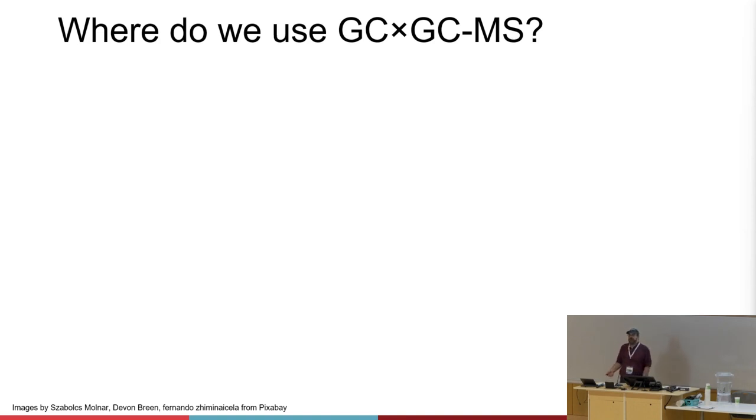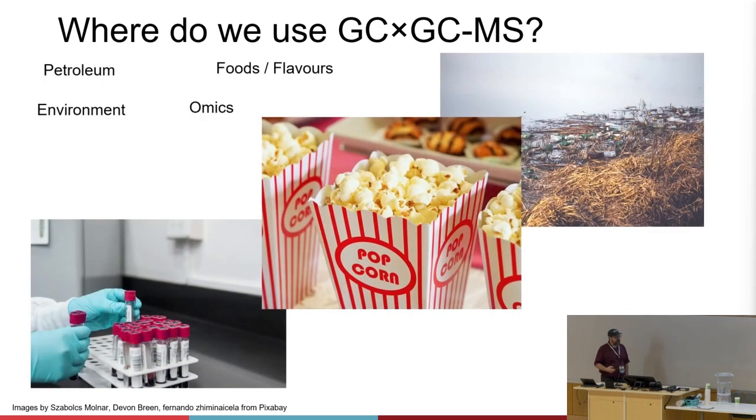Where do we use two-dimensional GC mass spec? I've been using this technique for a while, and my lab uses it for a variety of things. If we think about where people use two-dimensional GCMS, where we have complicated samples, so petroleum, environmental samples, all kinds of omics, foods, flavors, and things like that.